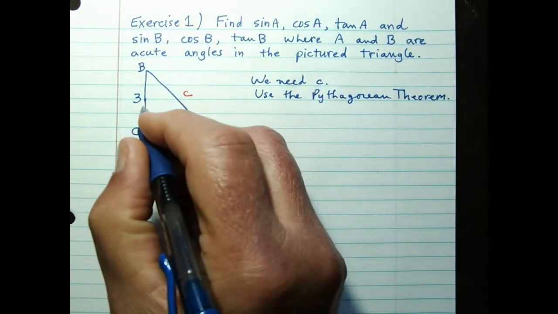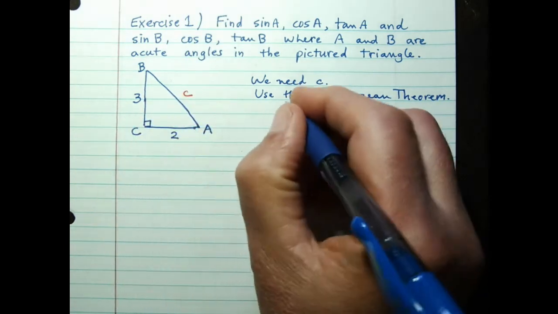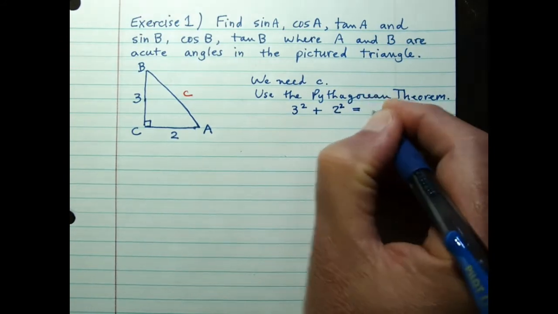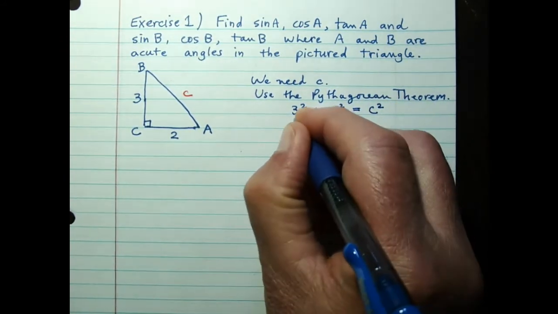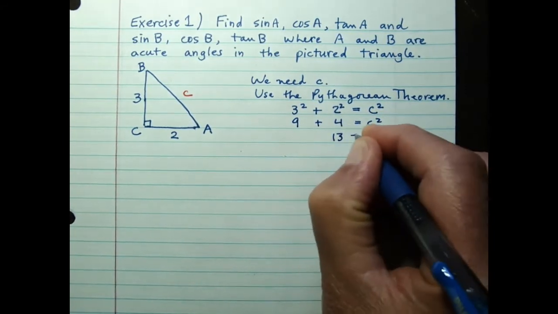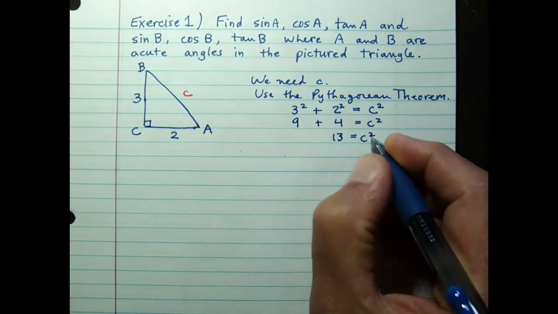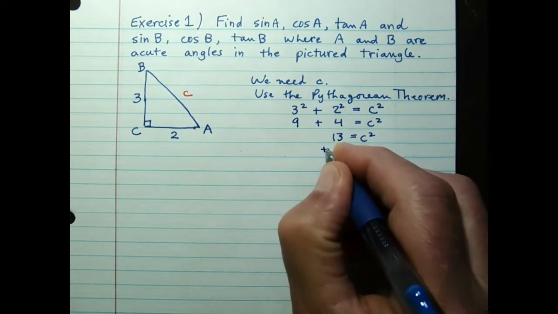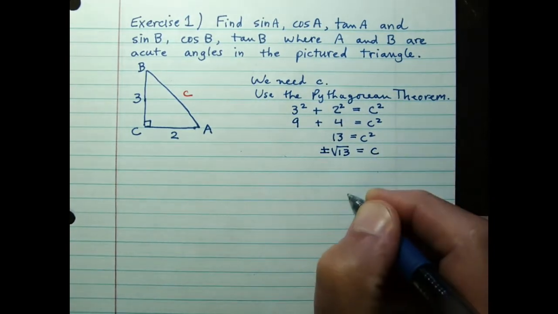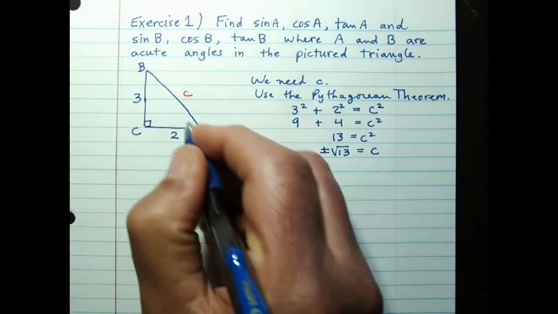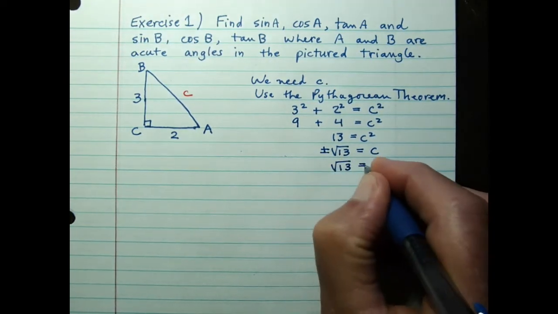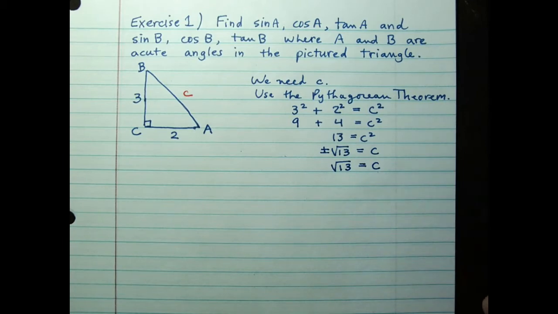We know that the sum of the squares of the legs of the right triangle, so 3 squared plus 2 squared, has to equal the hypotenuse squared, c squared. 9 plus 4 is c squared, 13 is c squared. Now we got to take square roots here. There are actually 2 square roots of 13, but because we're looking for a length, it can only be positive. So here we know to just take the positive square root.